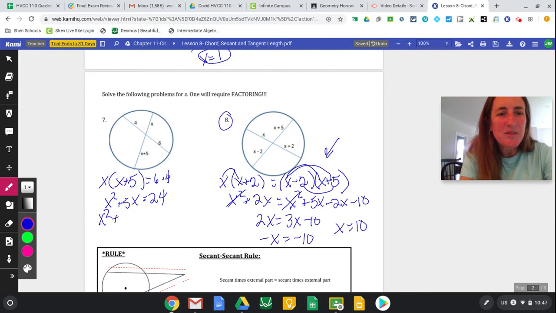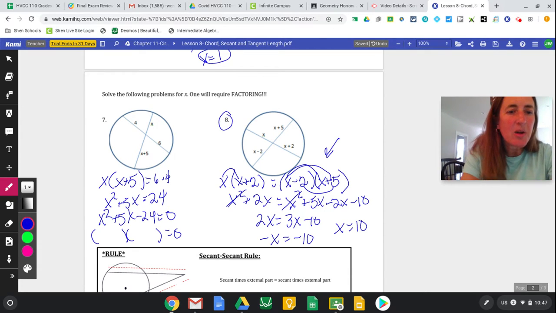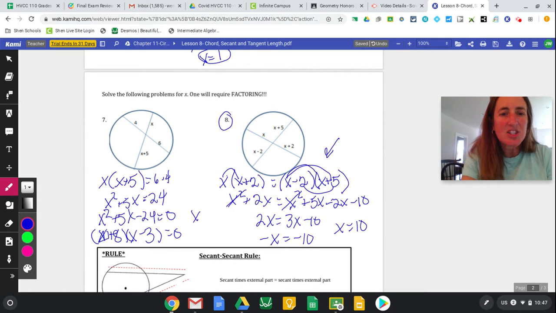x squared plus 5x minus 24 equals 0. I need two numbers that multiply to negative 24 but sum to 5 in the middle. So if I go x plus 8 and x minus 3 as my two factors, 8 times negative 3 is negative 24, and 8 take away 3 is 5. I set each of those factors equal to 0. x is a positive 8 in this case. Oh, just kidding, negative 8, because it was x plus 8.